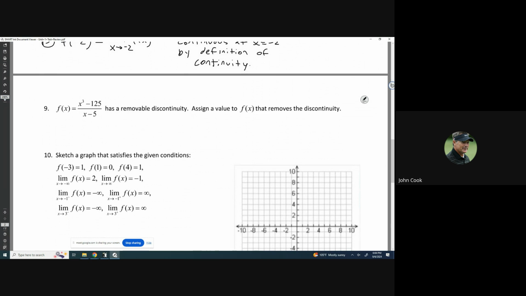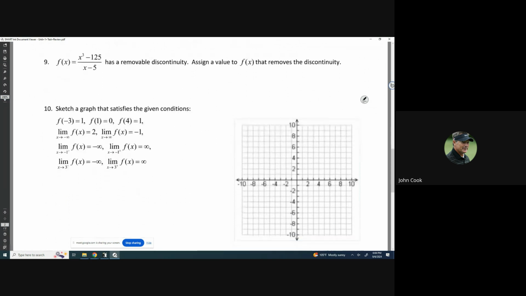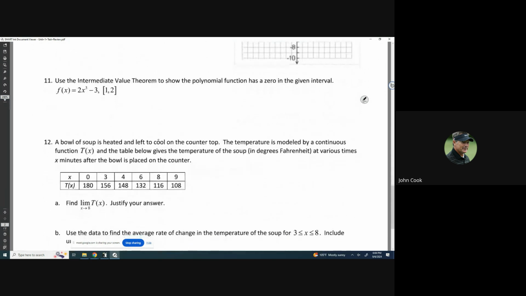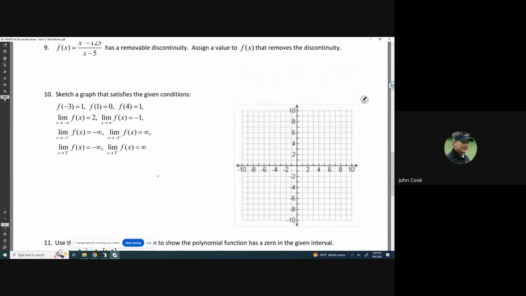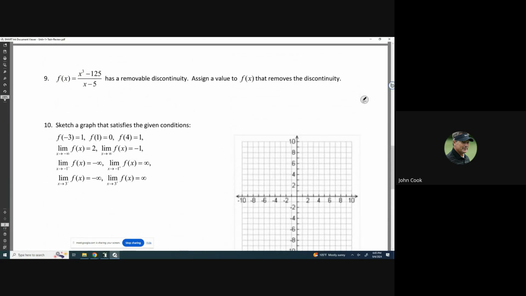Let's go ahead and work through this next couple problems, number 9 and number 10. Yeah, we'll do 9 and 10. Okay, so number 9. This function has a removable discontinuity. Assign a value to f of x that removes the discontinuity.